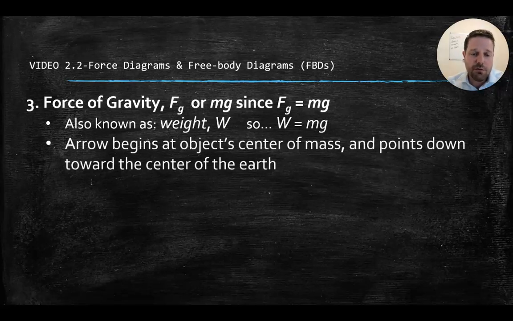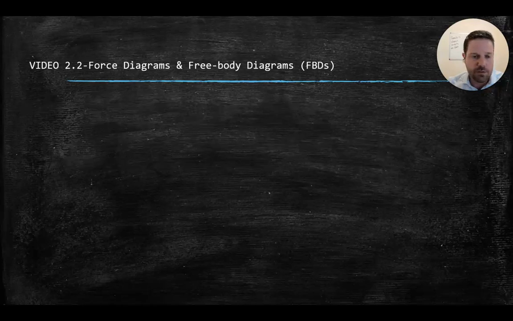So with gravity, because there's no point of contact, we're just going to draw the arrow for force of gravity, starting at the beginning of the center of mass and then pointing straight down towards the center of the Earth. Very important, towards the center of the Earth, not just down, but down towards the center of the Earth. We'll show you some examples of where that can get a little confusing.